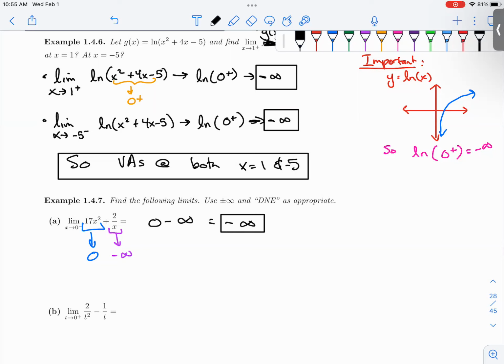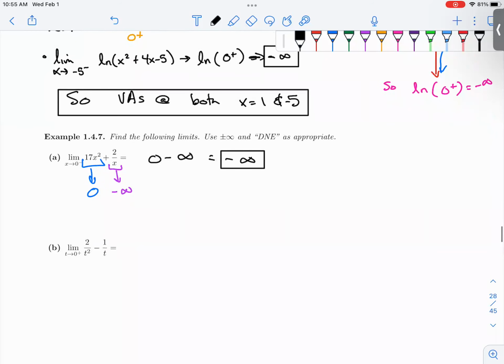But anyways, 0 minus infinity, that's just going to be negative infinity. However, B is an interesting case, because as t approaches 0 from the right here, 2 over t squared, what will that approach?